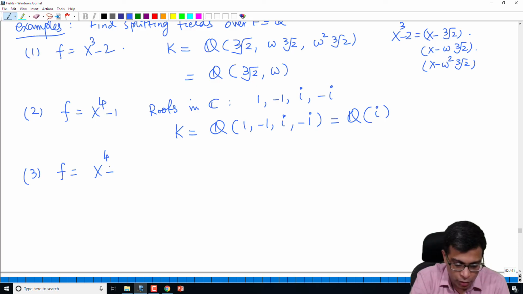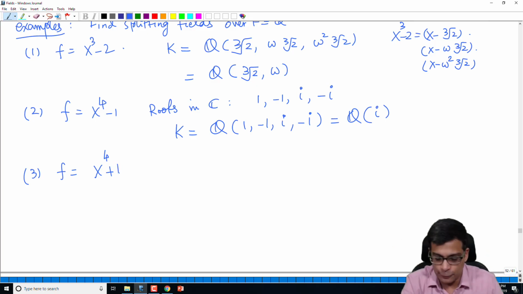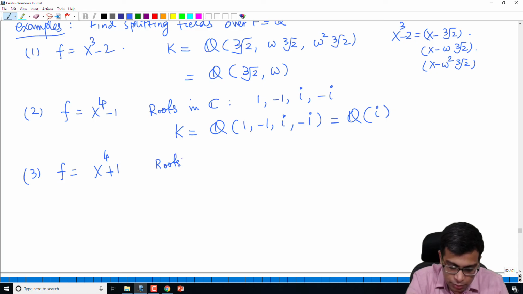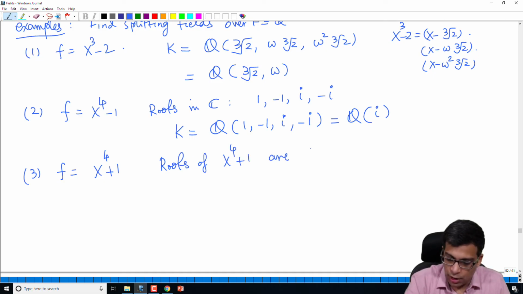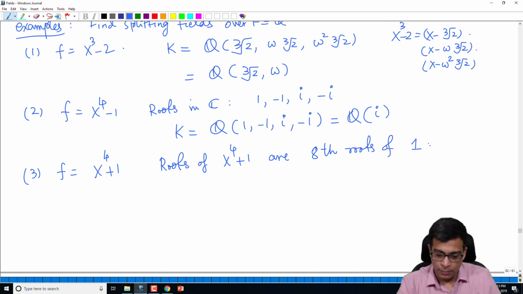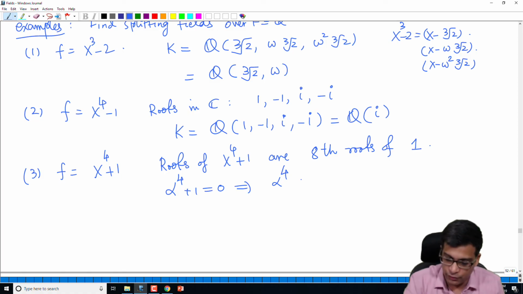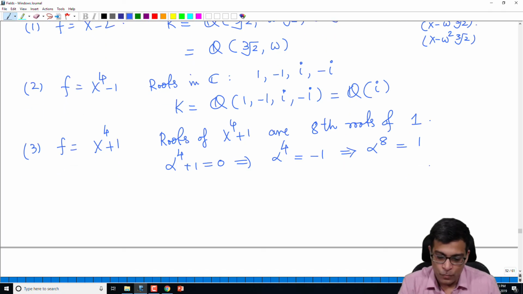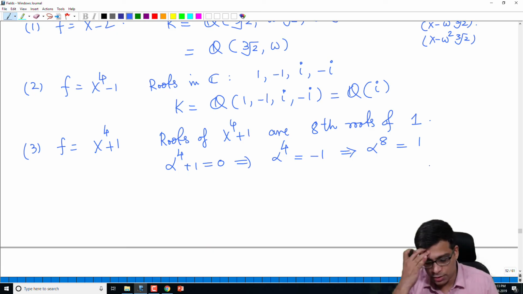Final example for this video, x power 4 plus 1. So note that the roots of x power 4 plus 1 are 8th roots of 1. Because remember, if alpha power 4 plus 1 equal to 0, that means alpha power 4 equal to minus 1. That means alpha power 8 is equal to 1. So alpha power 8 is 1, and all the roots must satisfy this condition.